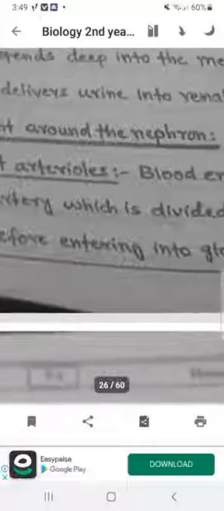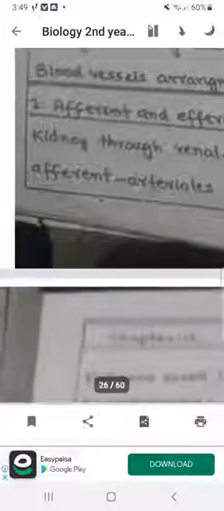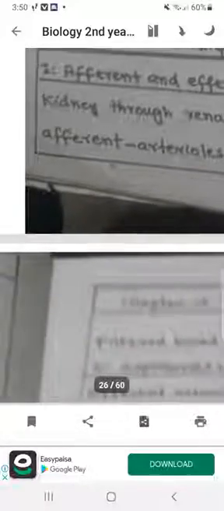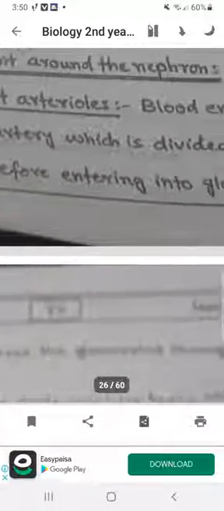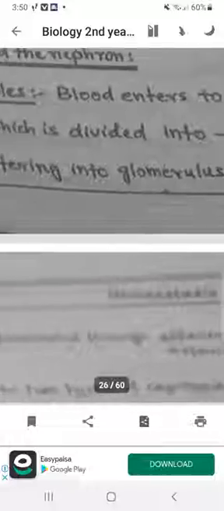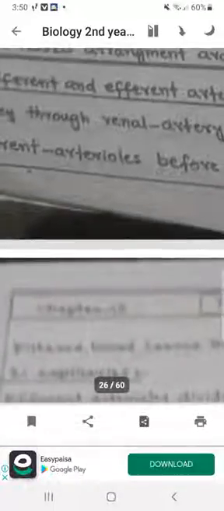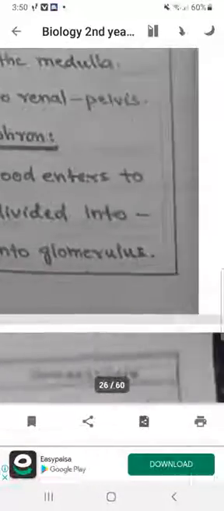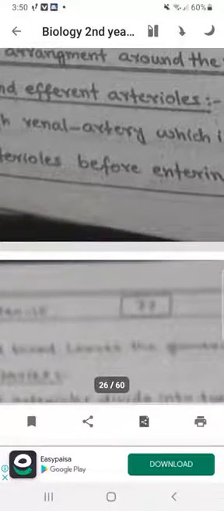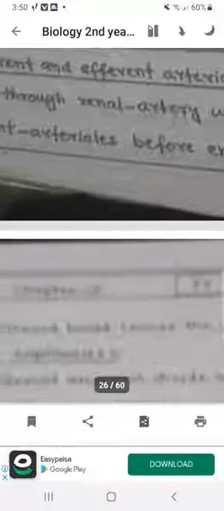Blood vessels arrangement around the nephron. Number 1. Afferent and efferent arterioles. Blood enters the kidney through renal artery, which is divided into afferent arterioles before entering into glomerulus.